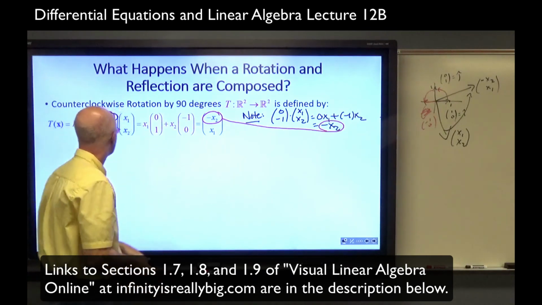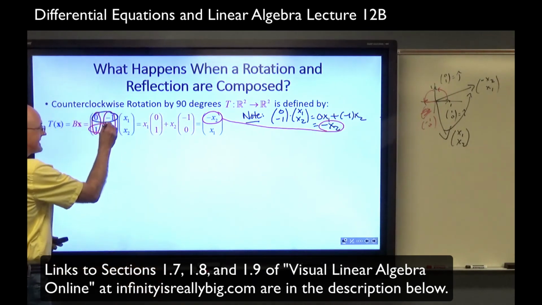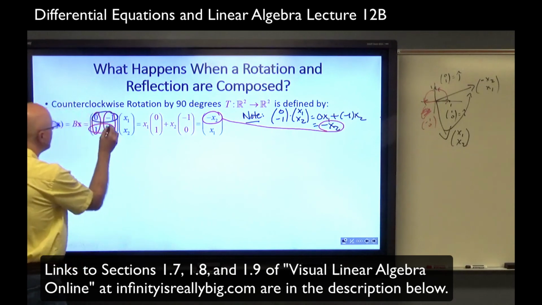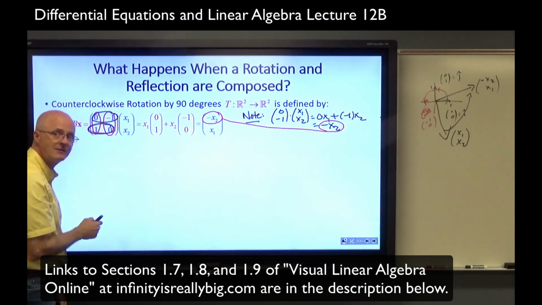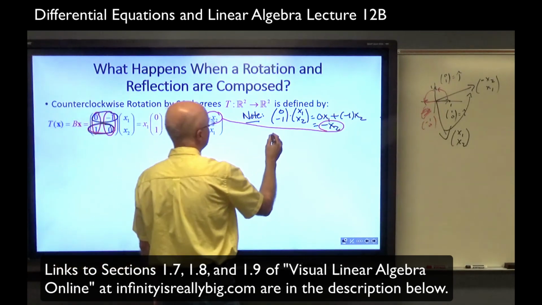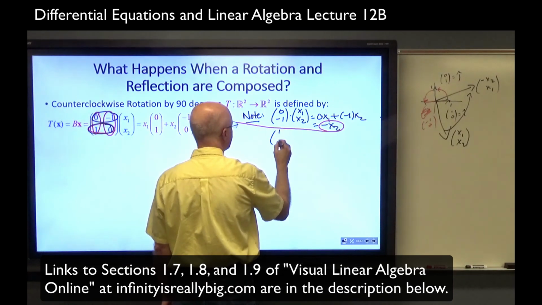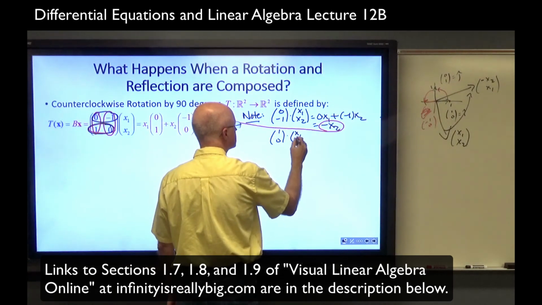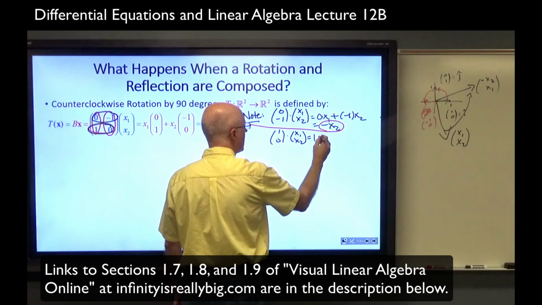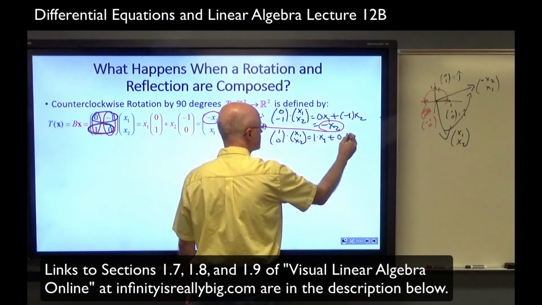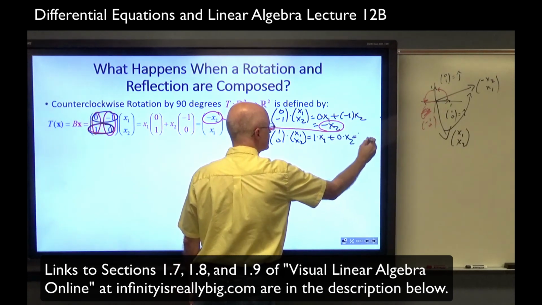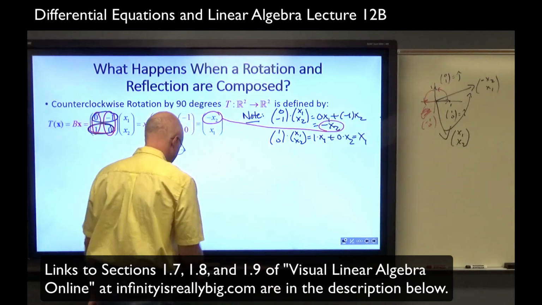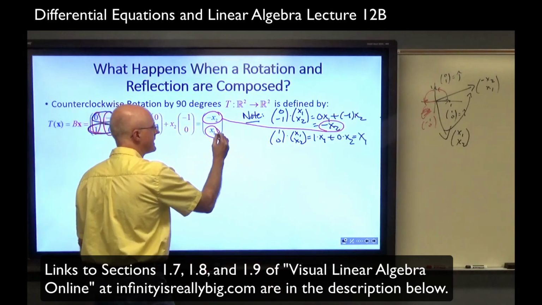What about the second component? Dot the second row with this vector. If you want to think of it as a column vector, you could. 1, 0, dotted with x1, x2 gives you 1 times x1 plus 0 times x2. That simplifies to x1, which matches the second component of the answer.